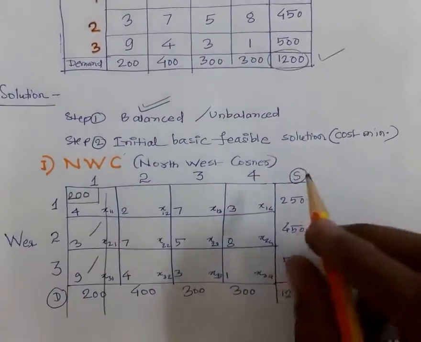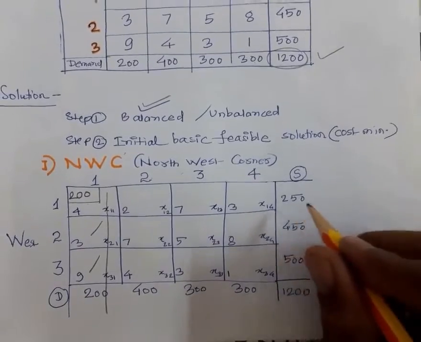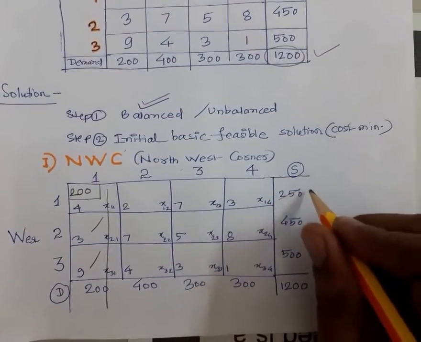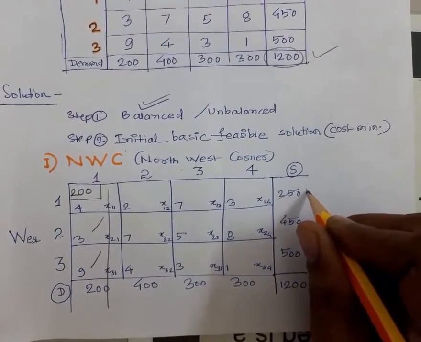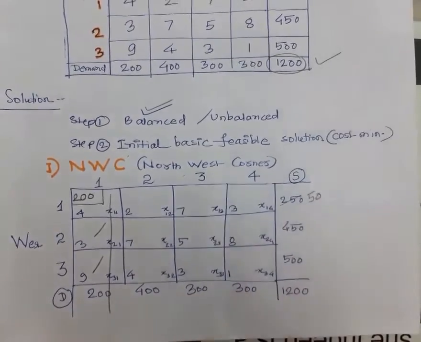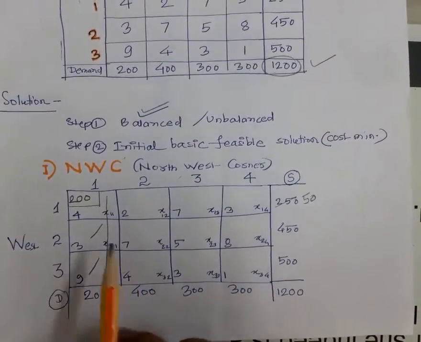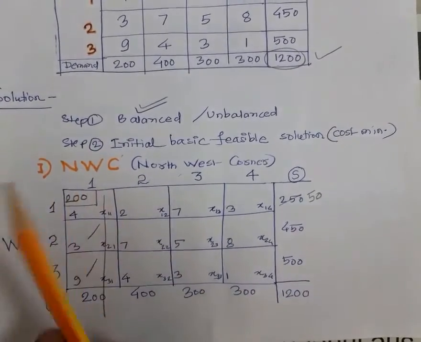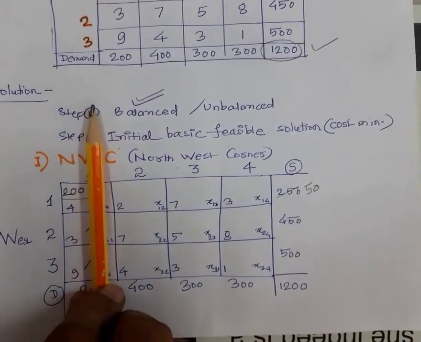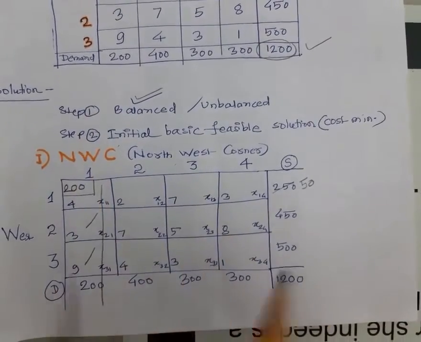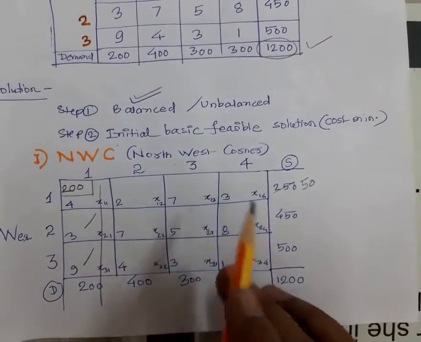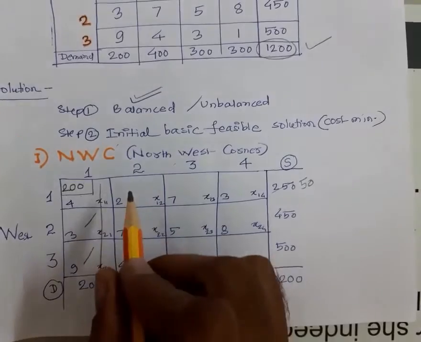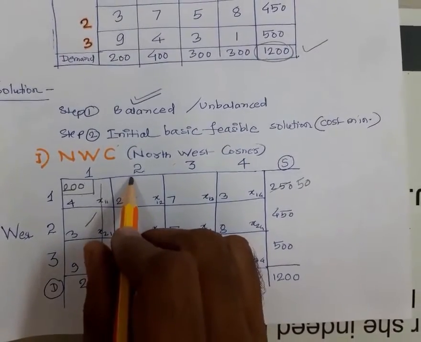Now after 200, just subtract it from 250. This will be 50. Now again go for the northwest corner. Now this is deleted. This corner is deleted. Now we have this one. So that this will be the northwest corner.